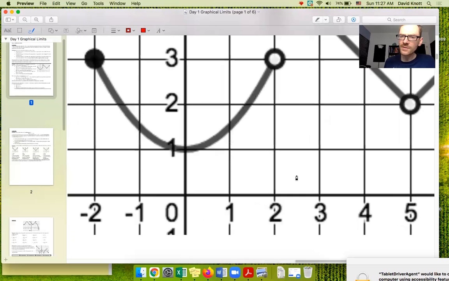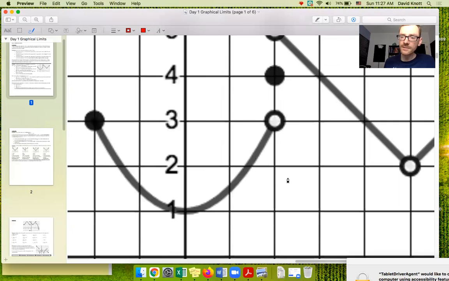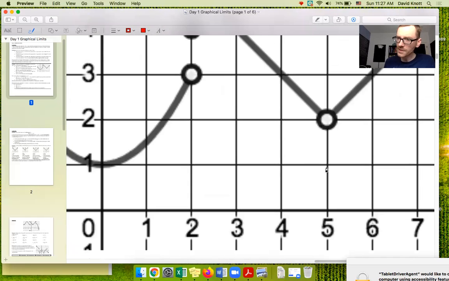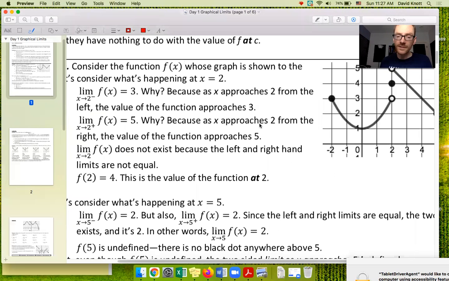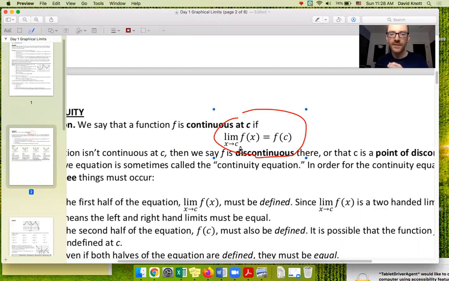But is the function continuous at 2? No, because there's a big jump, right? Is the function continuous at 5? No, because there's like a hole, there's like a gap. So I claim that being continuous at a point really just means there aren't any breaks in the graph at that point. That's all that it actually means. But if you look again at the definition that I give you for continuity, it's a rather abstract sort of algebraic looking equation, right? We say that a function is continuous at a point c if the limit as x approaches c is equal to the value of the function at c.